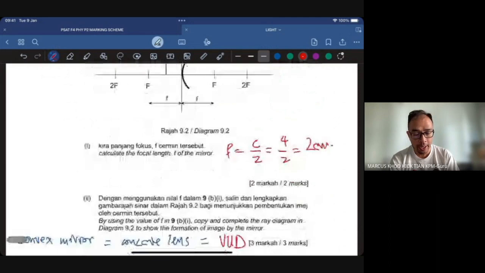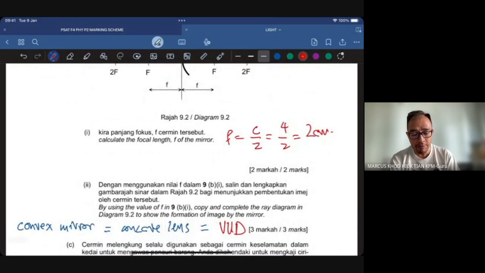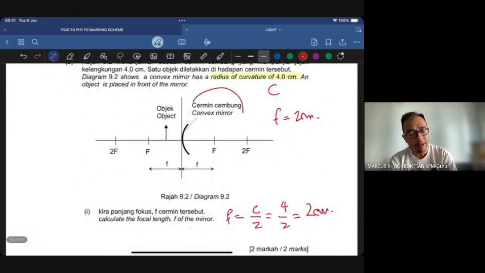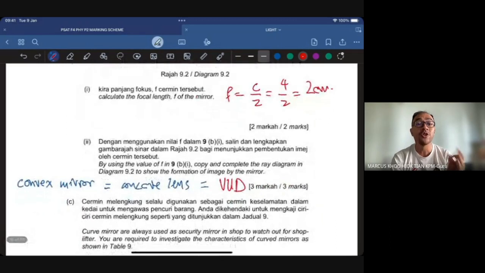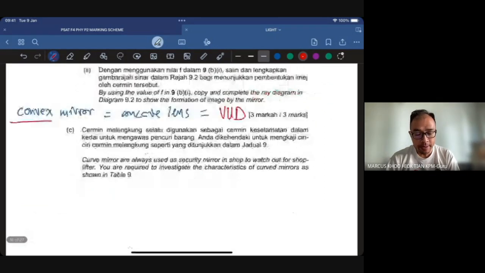Yang penting kamu faham. Okay, by using the value of F in 9B1, copy and complete the ray diagram in 9.2. Okay, again, this is a convex mirror. Convex mirror, no matter where you put the object, it's always going to be VUD. Okay, and this is the third time we are seeing this drawing. Okay, which kind of tells you a very important thing which I'm not going to say on video lah. Okay, saya tinggalkan kepada kamu lah macam mana kamu mau tafsirkan benda ini. Okay, so I'm not going to draw this here because we've already done this twice. Okay, so go and refer back to the convex mirror. Okay, convex mirror drawing sebelum ini. Okay, and this is a 3-mark question.